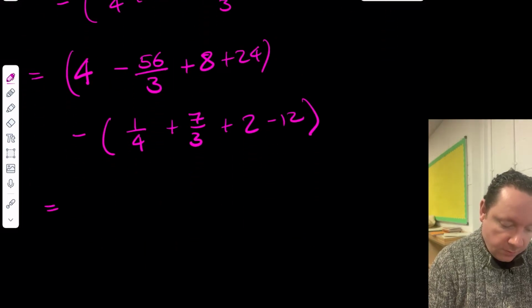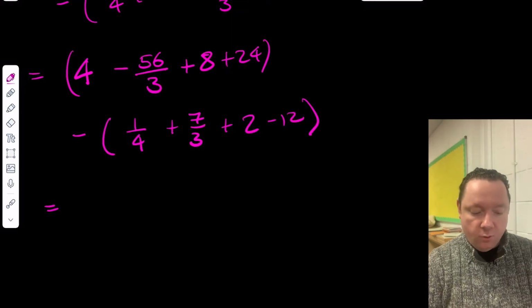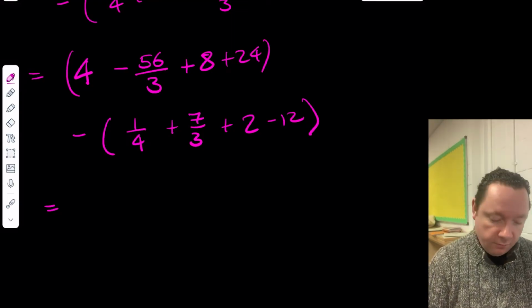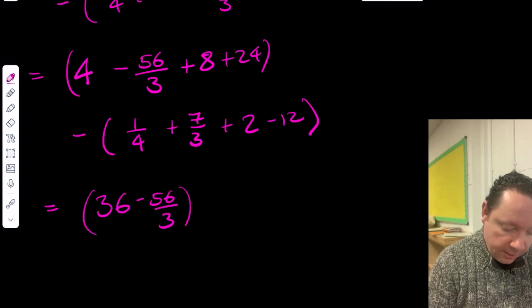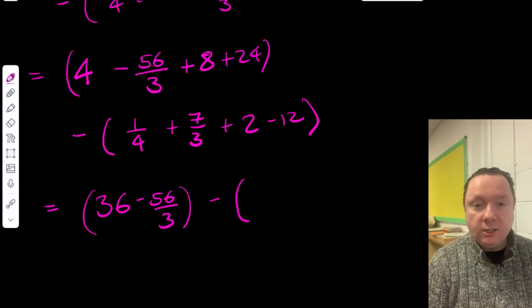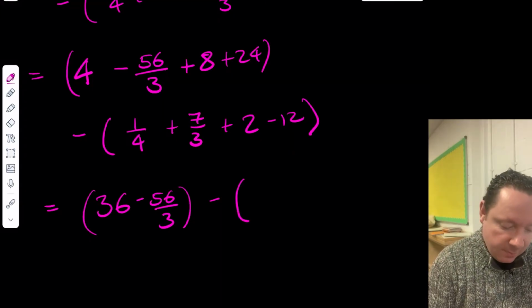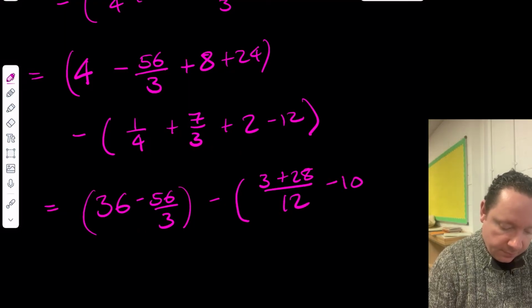We've got the first bracket, whole number parts. 4 plus 8 is 12. 12 plus 24 is 36. So we get 36 minus 56 over 3 for our first bracket. Take away. We've got two fractions to add, so let's just add them. That's going to give me 3 on the top plus 4 sevens is 28 over 12. And then 2 minus 12 is minus 10.